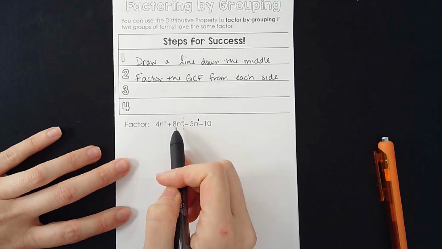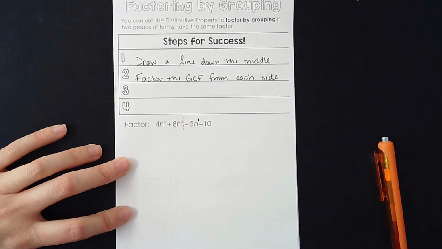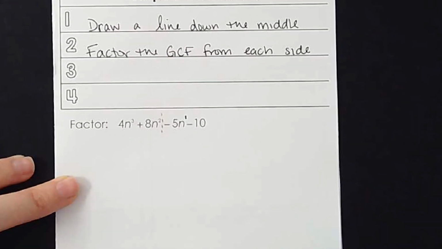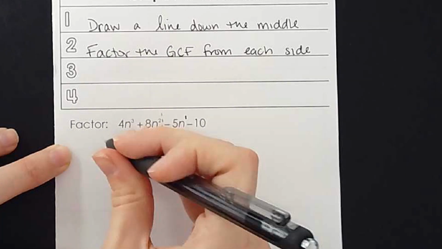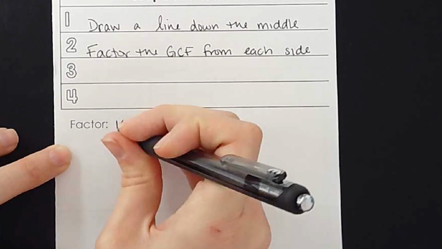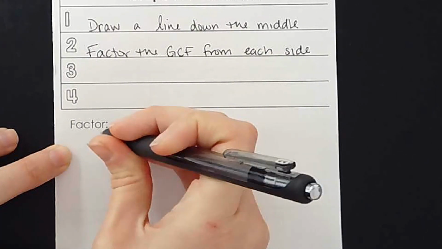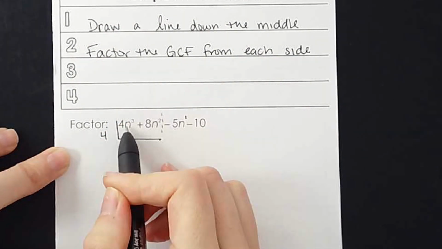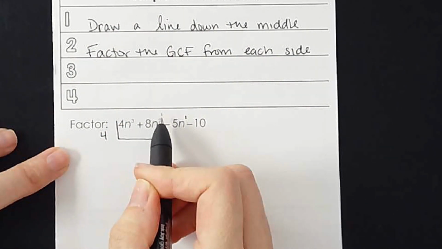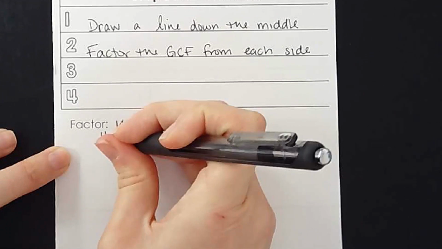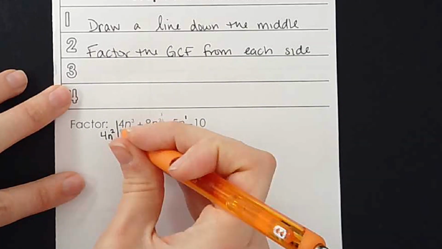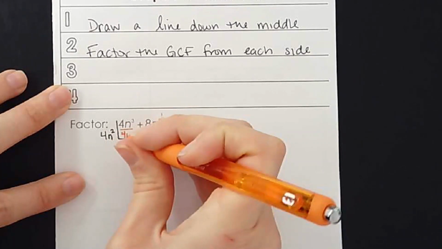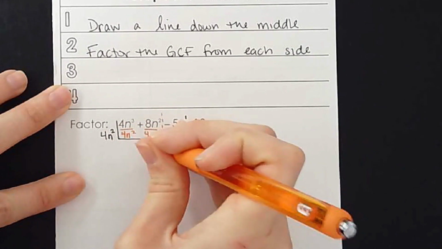So in my first 2 terms, I have 4n cubed and 8n squared. Well, I can divide both of those by 4, so I know I can factor out a 4. I have an n to the third power and an n squared, so I know I can factor an n squared out of both of those. So I'm dividing both of my terms here by 4n squared.